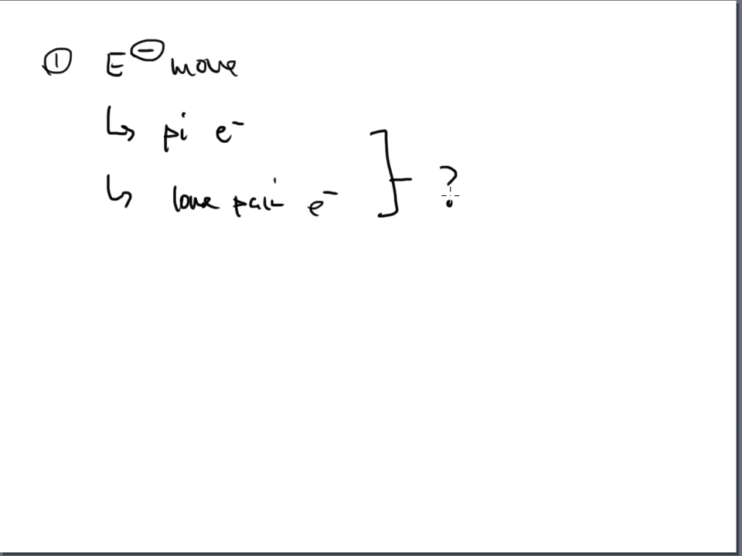Now, once I single these out, I have to make the decision. Are they or aren't they? And this is how we determine this. How do we know which one's which? How do we know which one's localized and delocalized? Well, here we go. Here are the rules for what I call electron pushing.